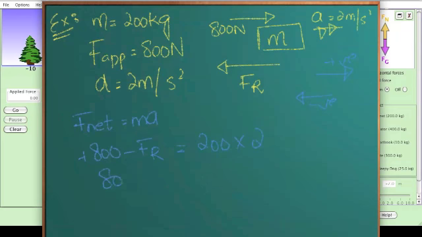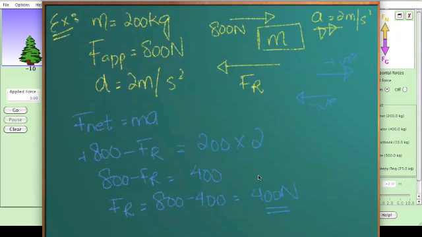This becomes 800 minus FR, minus friction force, equals 400. Now just switch the formula and make FR the subject. This becomes 800 minus 400, which is 400 newtons. So the friction force on this cabinet was 400 newtons, and this will stay constant as long as we are moving the same mass and on the same floor.